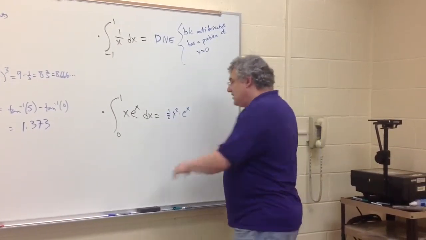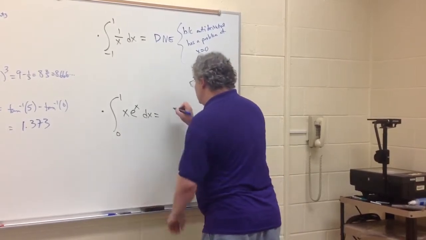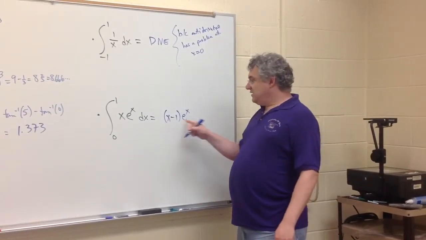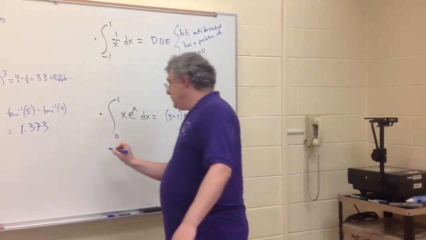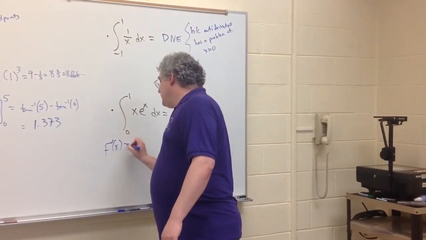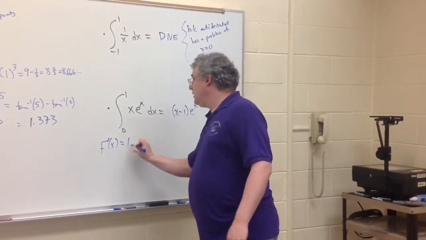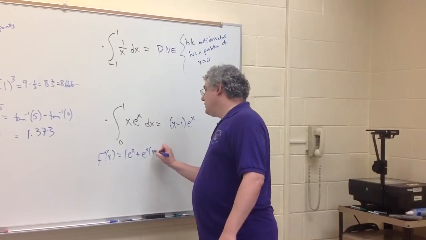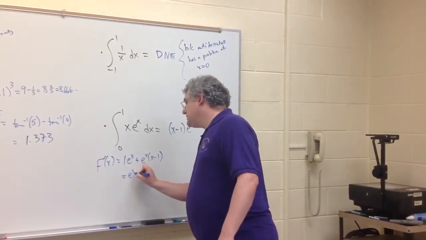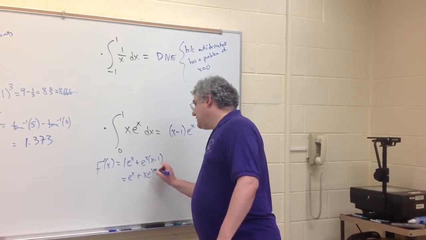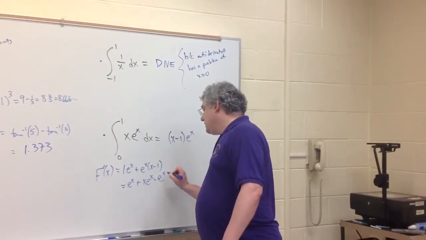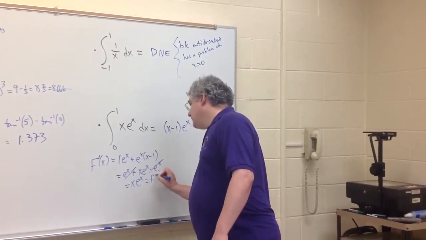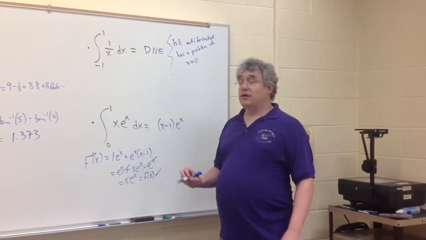What is the antiderivative? Well, in truth, the antiderivative is trickier. It's (x minus 1) times e to the x. Why is that? Well, let's take the derivative of this using the product rule. The derivative will be the derivative of the first thing, which is 1, times e to the x, plus the derivative of the second thing, e to the x, times the first one. So I get e to the x plus x e to the x minus e to the x, which is in fact x e to the x. So it does work.